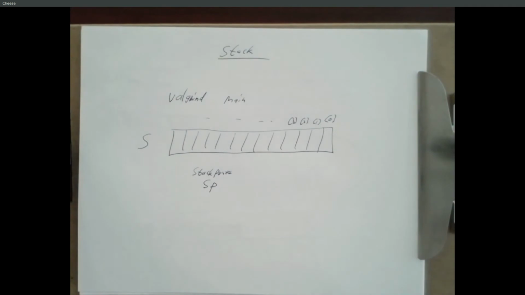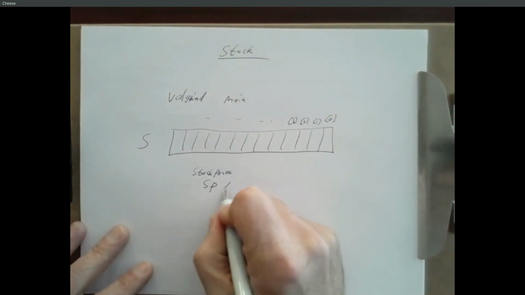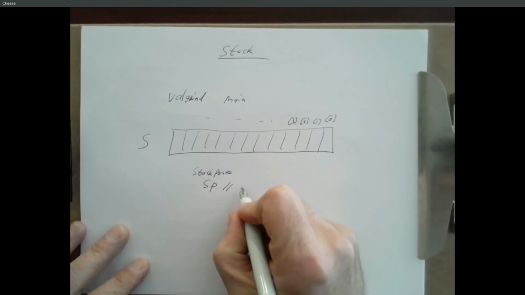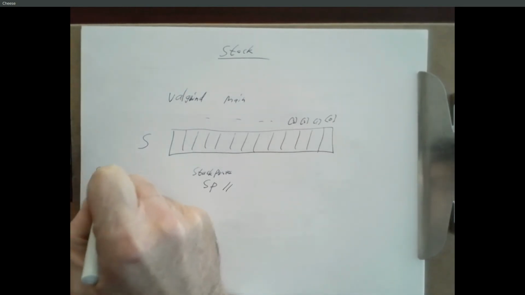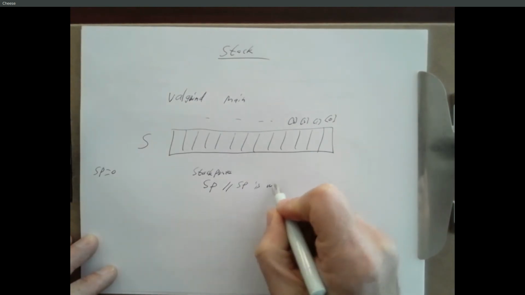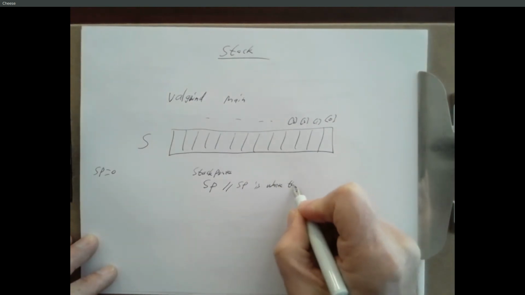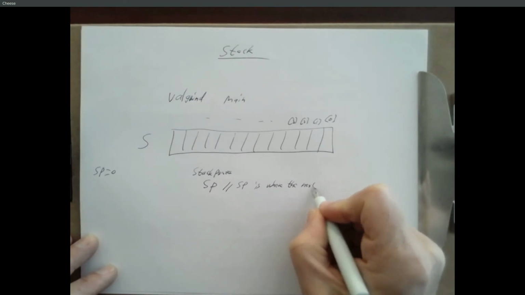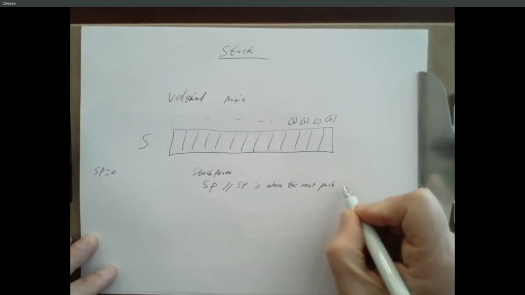So we're going to have this variable called a stack pointer, and we can interpret the stack pointer in two ways. The first one: we're going to initialize stack pointer equals 0, and we're going to say SP is where the next push is stored.